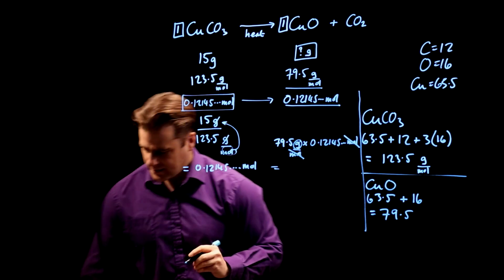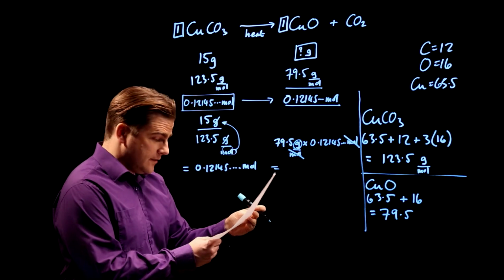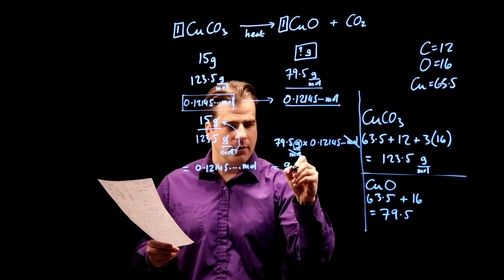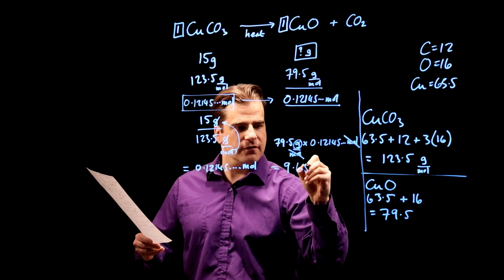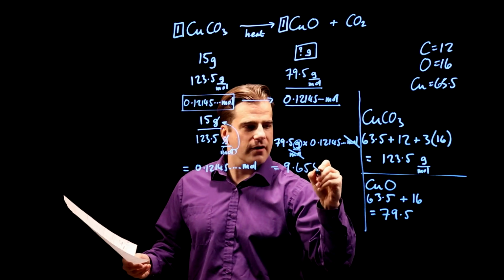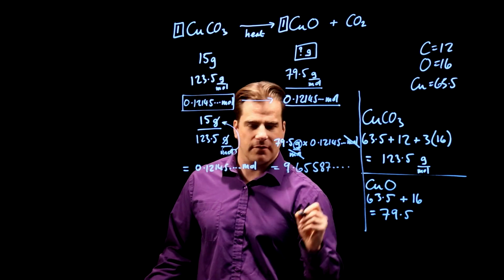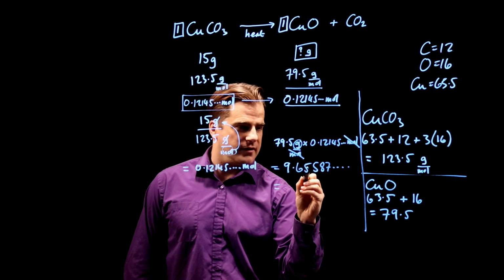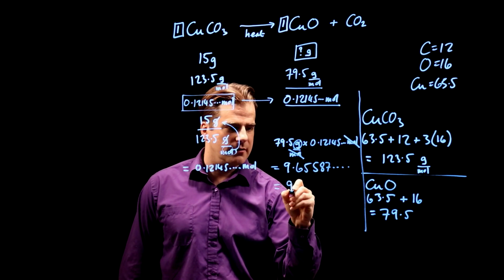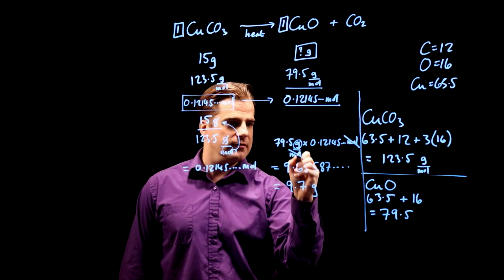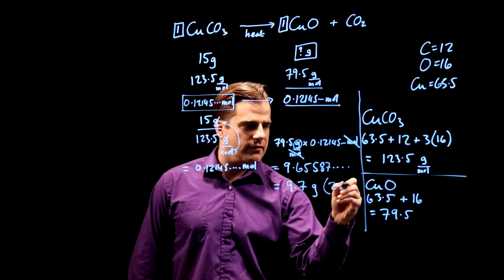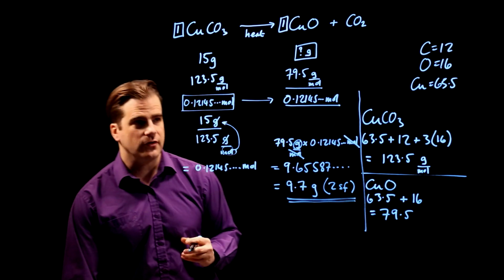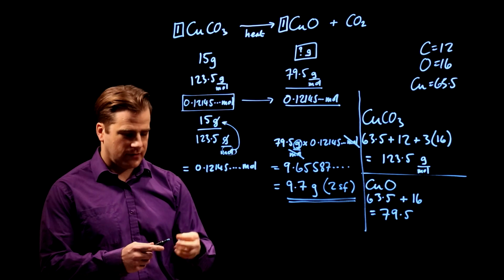So stick that in your calculator and you get 9.65587 something something something, and it wants this to 2 significant figures. So to 2 significant figures, that 5 pushes that 6 up to a 7, so it's 9.7 grams to 2 significant figures. And that is how you should do all questions like this, okay?